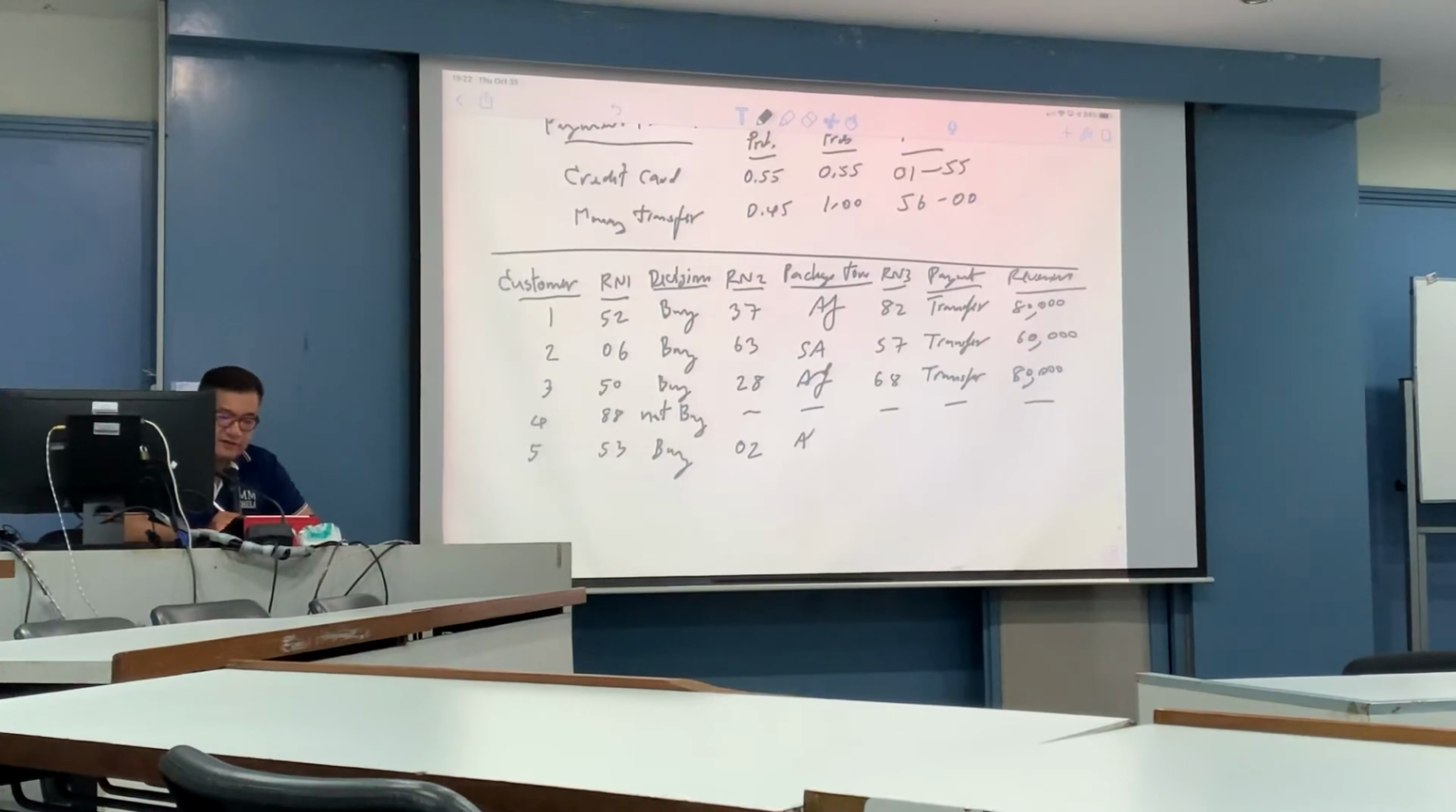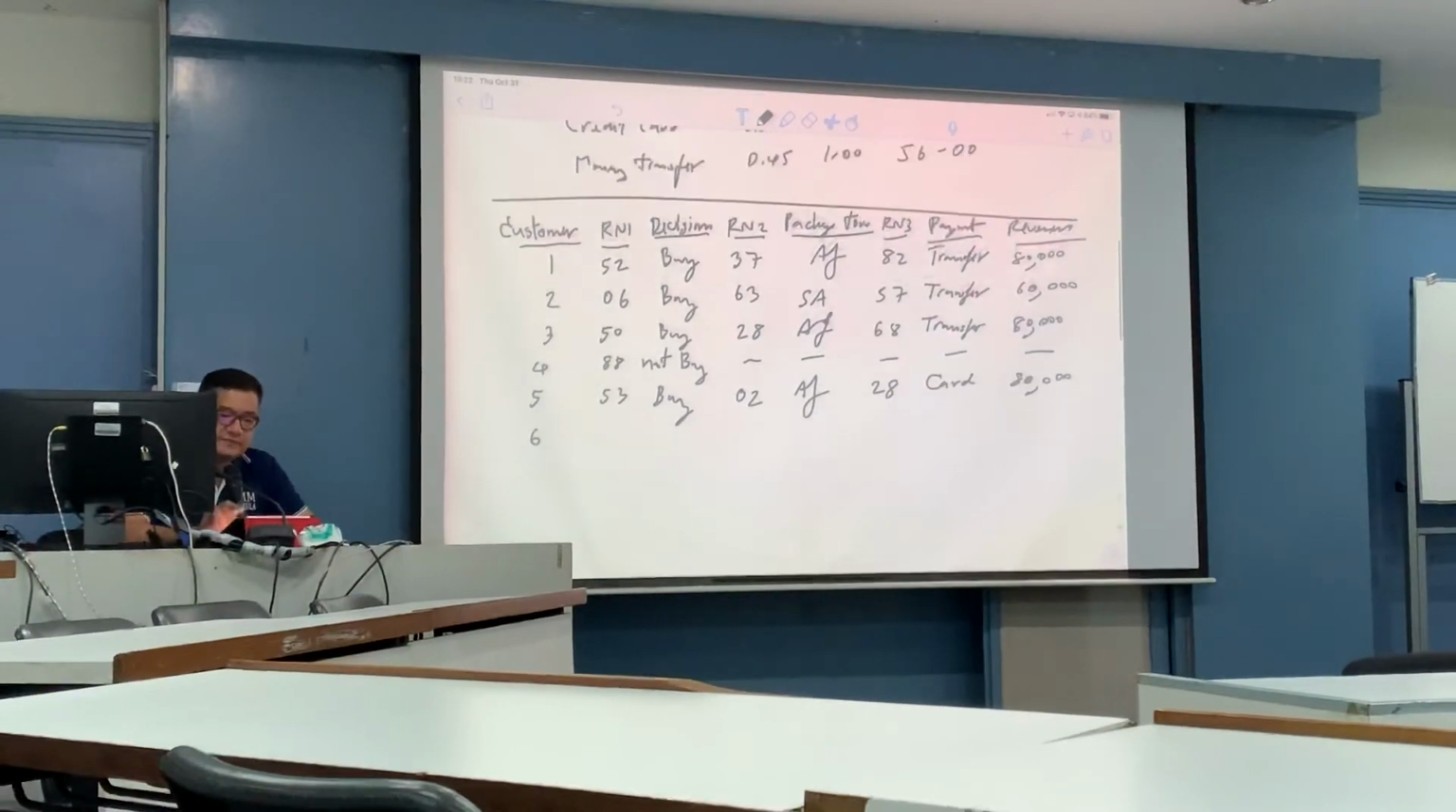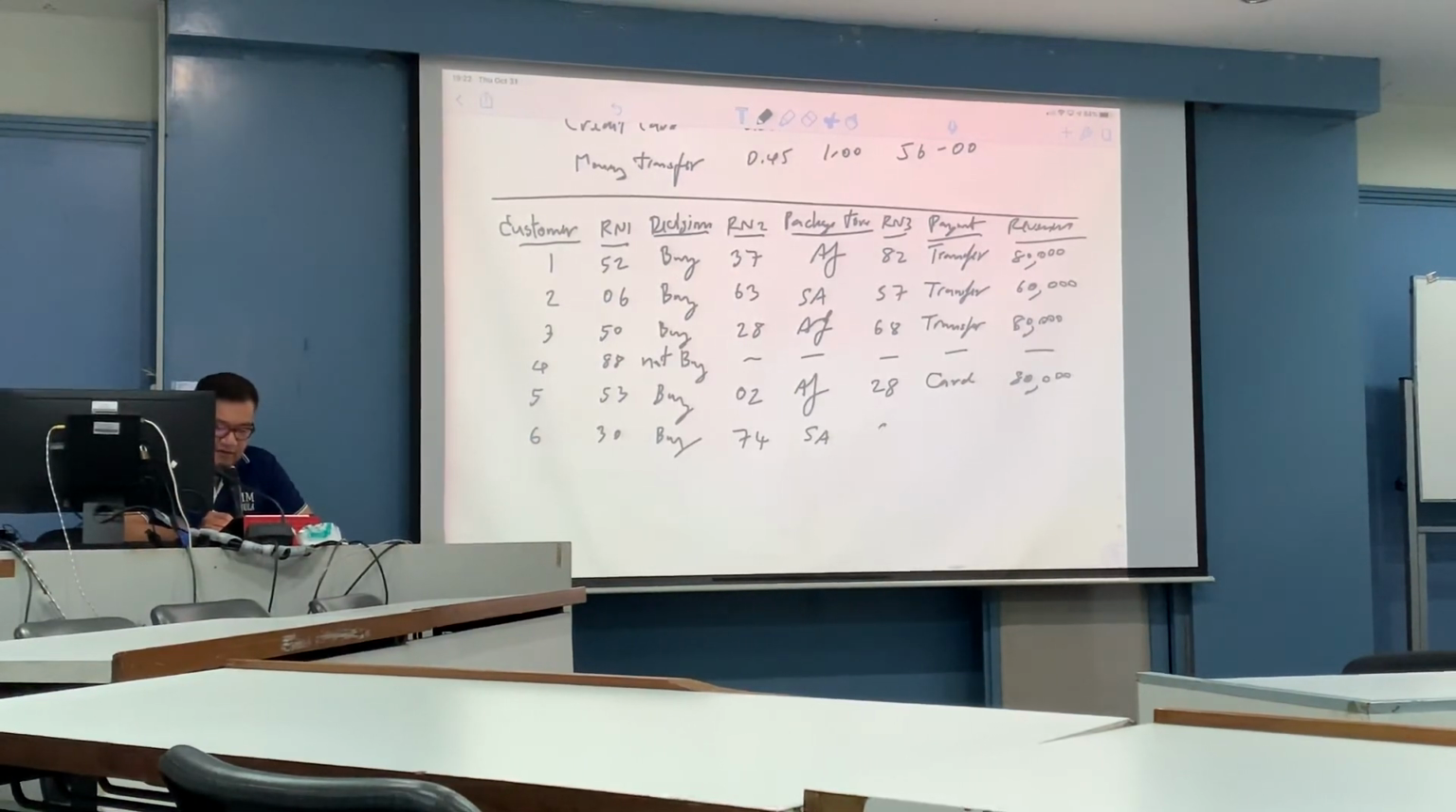02 is still Africa. Same for the third set. 68, the next number you need to use is 28. 28 and now using credit card, and then you have another 80,000. So customer number 6, the next is 30. So the customer buys. Another one is 74, which is South America. And then 05, still credit card, we have another 60,000 baht.